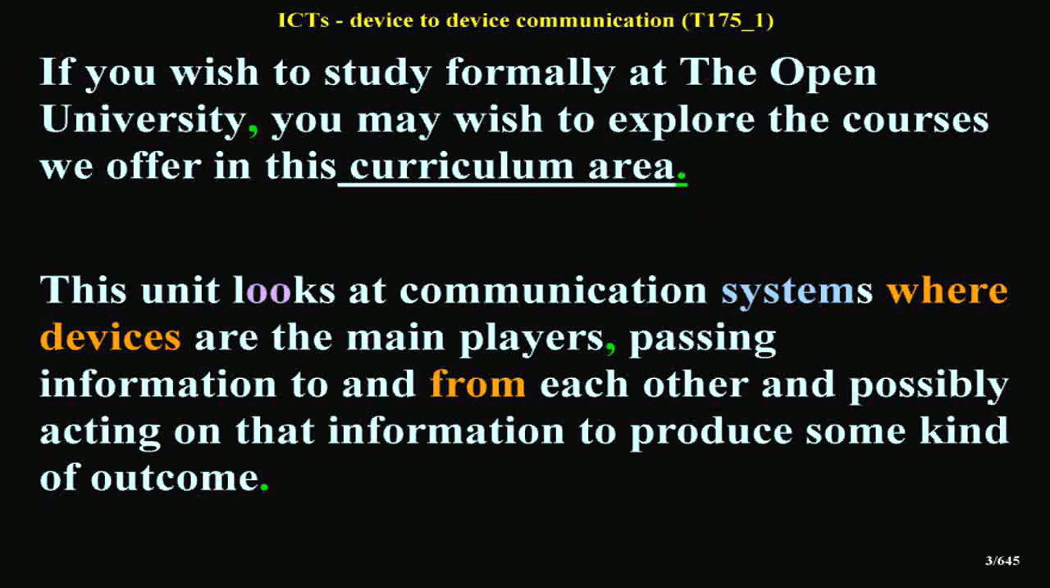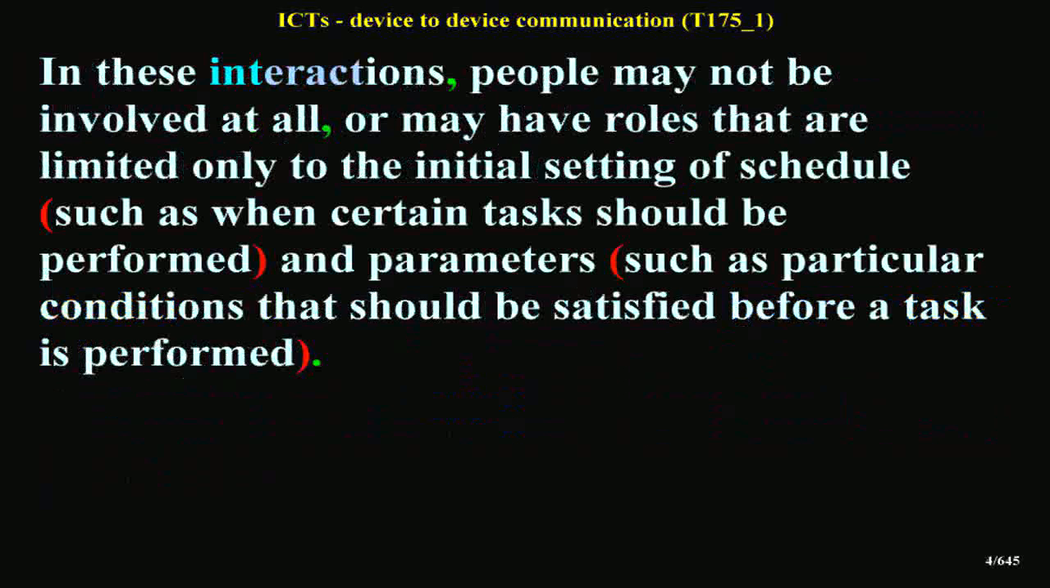This unit looks at communication systems where devices are the main players, passing information to and from each other and possibly acting on that information to produce some kind of outcome. In these interactions, people may not be involved at all, or may have roles that are limited only to the initial setting of schedules, such as when certain tasks should be performed, and parameters such as particular conditions that should be satisfied before a task is performed.